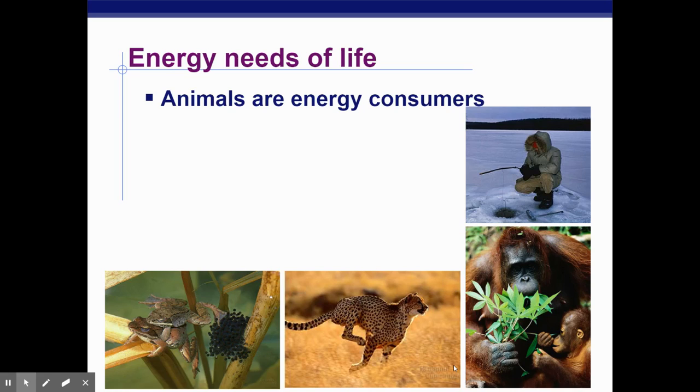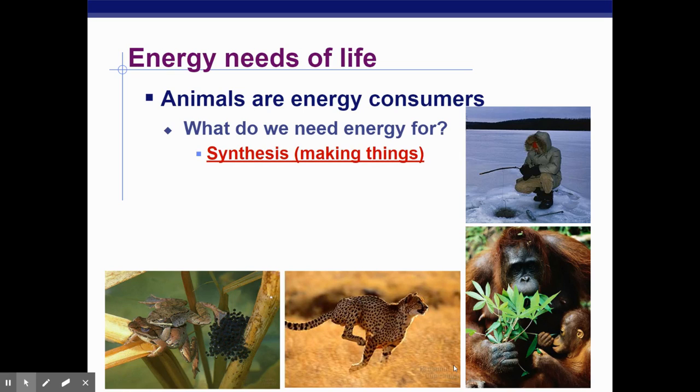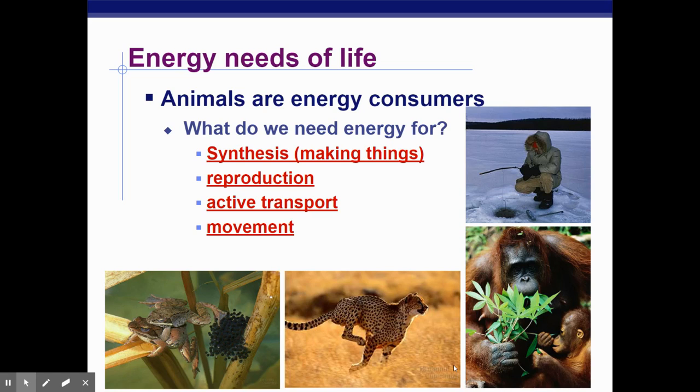So we know that animals are energy consumers. We require energy to do all the things that we do in life. What do we need energy for? Well, we need energy for synthesis, to make things in our bodies, in our cells. We need energy for reproduction, to make the gametes, the sperm and the egg cells. We need energy for active transport of those molecules across the cell membrane. And we need energy for movement, obviously.